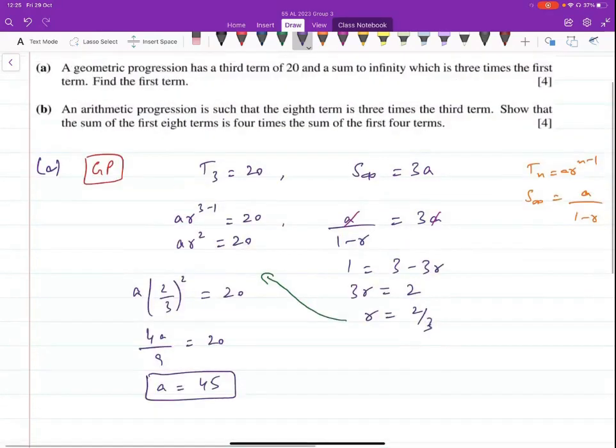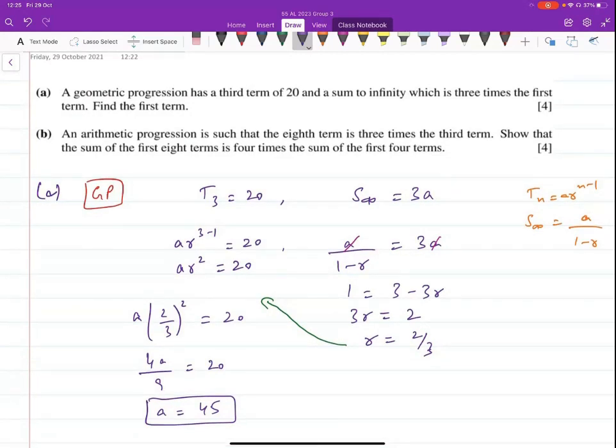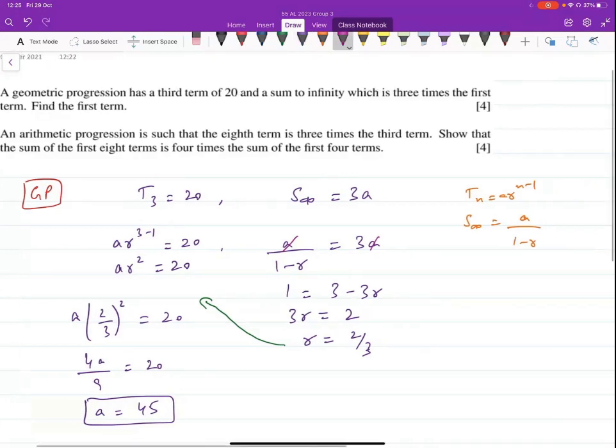Does that make sense? Sir, could you explain why you got A in the second part? We are just saying A over 1 minus R equals 3A. This is what we had. What if we take this A to the other side and divide it?